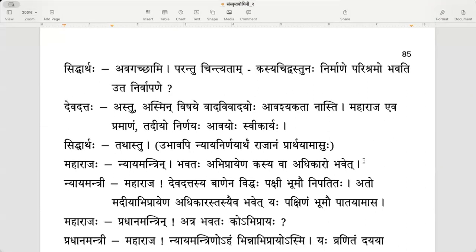Let this be thought over. Kasyachid vastunaha nirmane parishramaha bhavati uta nirvapane. Is there effort in the creation of a thing or in its destruction? Nirvapanam means extinction, the extinguishing, as in jvalayaha nirvapanam karoti. Is it construction or its destruction? Like the first shlokam in Raghuvamsham: dasharatham nirvishta vishaya snehaha sadashantam upayiva asid asanna nirvanaha pradiparchi rivokshasi.